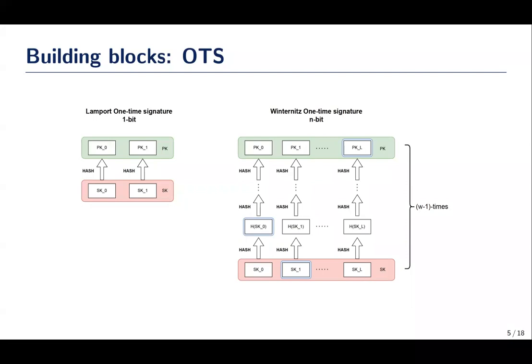To verify the signature, you again perform the encoding, its base W representation. That way you understand at which positions the signature blocks are, and you do the rest of the hashing to obtain the ends of the chains. Then you check if the ends of the chains are equal to the public key, and if so, then the signature is valid. So the main security idea behind the WOTS signature is that if the attacker forges the signature, he will need to find at least one block on a lower level in at least one chain.